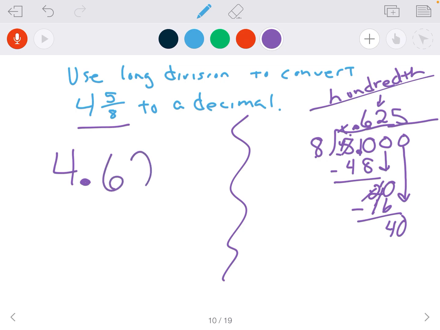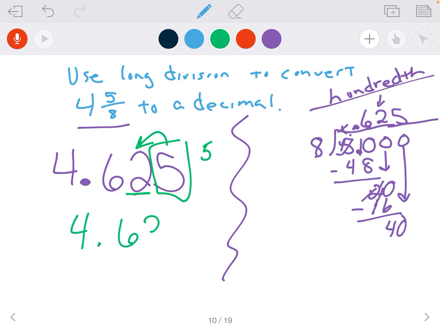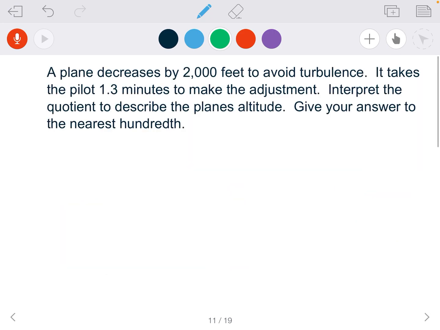So I could write this decimal like this, but if I'm asked to round to the nearest 100th place, which is the second one, I look at the 5. The 5 is 5 or greater, so that means I'm going to round this up. So 4 and 63 hundredths would be my final answer if I'm rounding. Hope this is helping, guys.